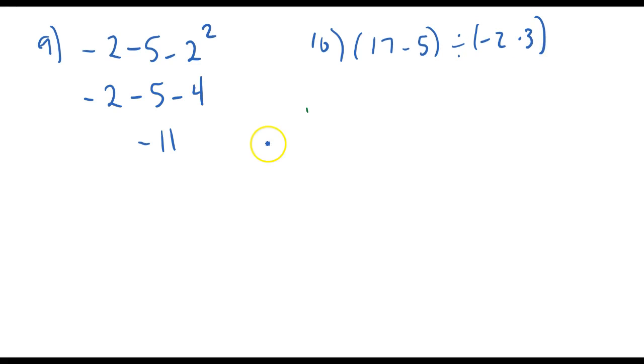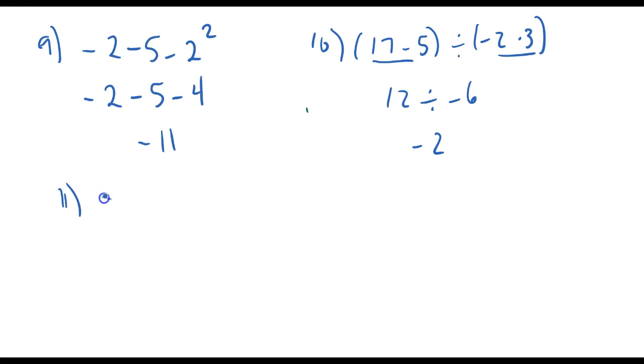We might have to do some refresher rules on adding and subtracting negatives and positives. Some people are kind of rusty at that. Okay, let's do the two sets of parentheses first. 17 minus 5 is 12. Recopy the division. Negative 2 times 3 is negative 6. And now when I divide those two, I get a negative 2.